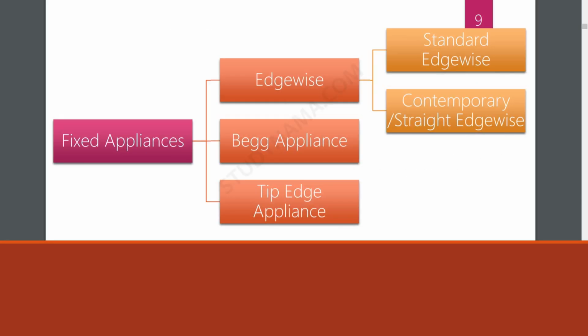The fixed appliances are divided into the edgewise system, Begg appliances, tip-edge appliances, and we now have the modern fixed appliances, which arise from the standard edgewise system: the contemporary straight-wire system appliances.